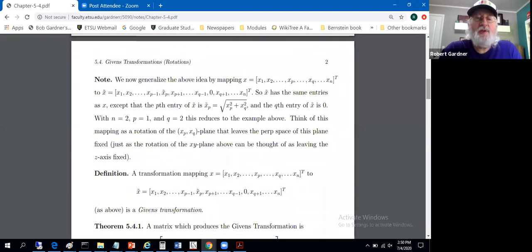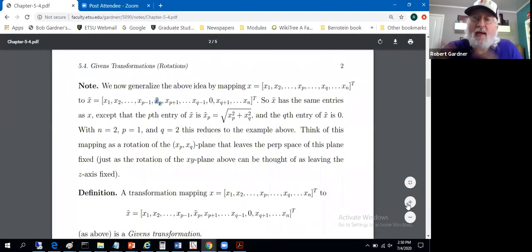Okay, so we're going to generalize this idea above by mapping a vector x, x1 through x sub n, calling attention to two of its components, x sub p and x sub q, to a vector x tilde, where all the components are the same except the x sub q component has been mapped to 0, and the x sub p component has been mapped to something else.